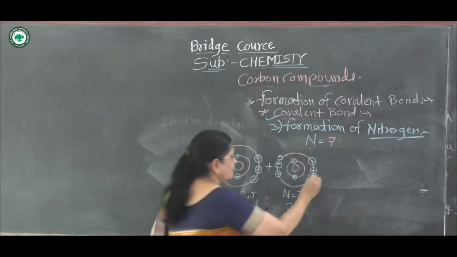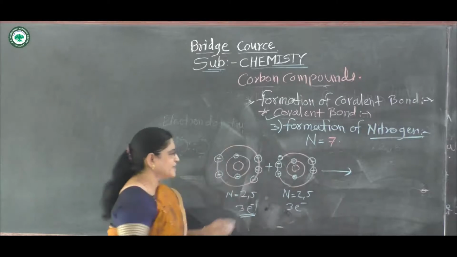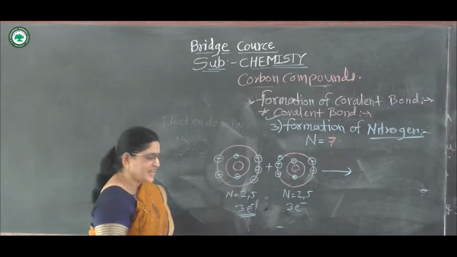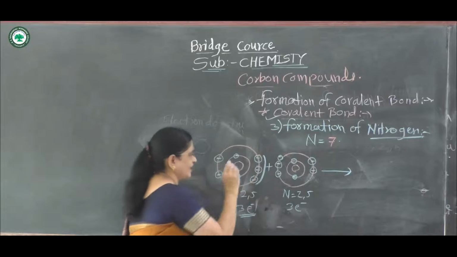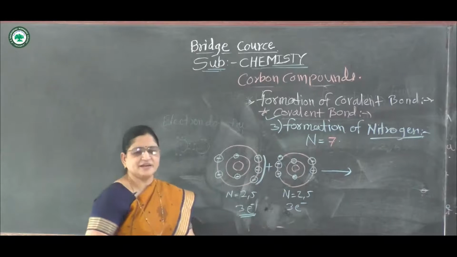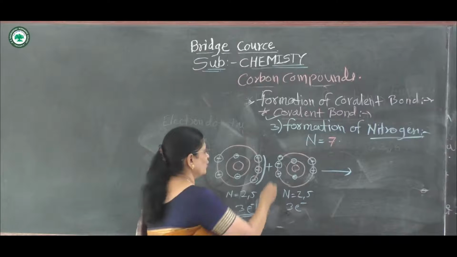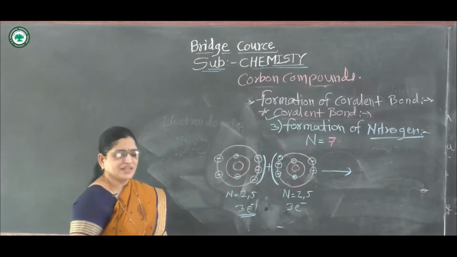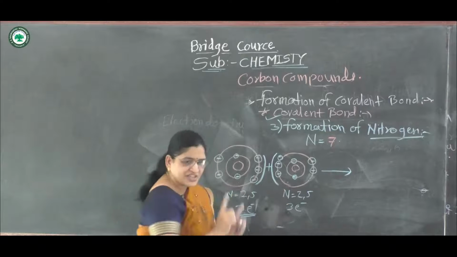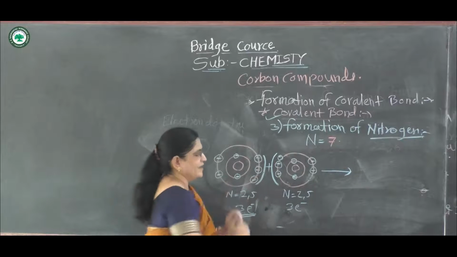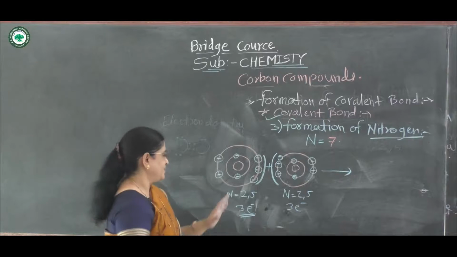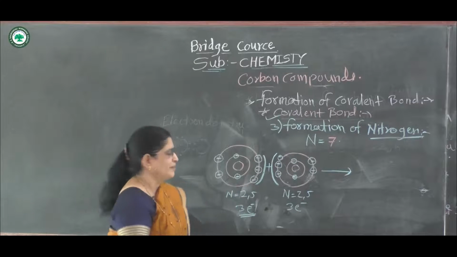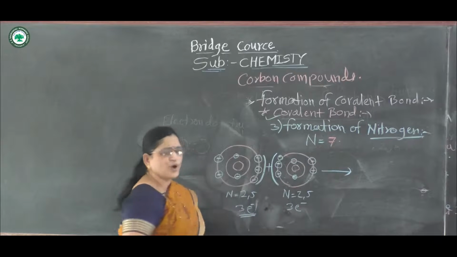Hence, for completion of the octet and formation of the nitrogen molecule, this first atom shares 3 electrons with this second atom, and this atom also shares 3 electrons with this atom. That means each atom shares 3 electron pairs with the other atom, and it forms the nitrogen molecule.